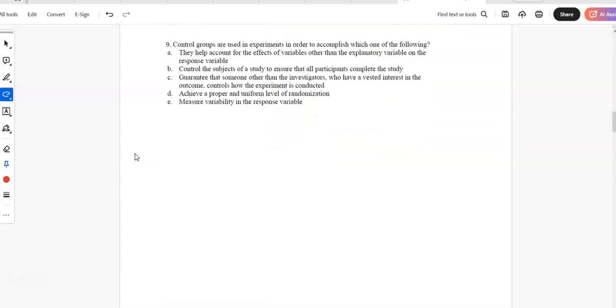Control groups are used in experiments in order to accomplish which one of the following? Comparison, maybe. They help account for the effects of variables other than the explanatory variable. They control the subjects of the study. Okay, I have to read these again because this was not as easy as I thought it was going to be. They help account for the effects of variables other than an explanatory variable on the response variable.